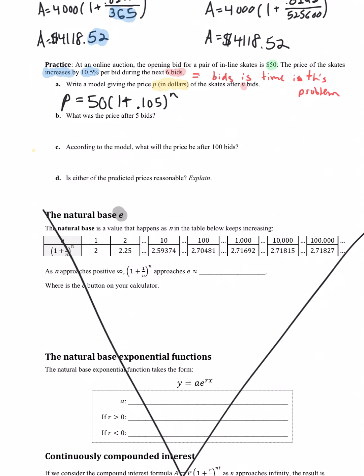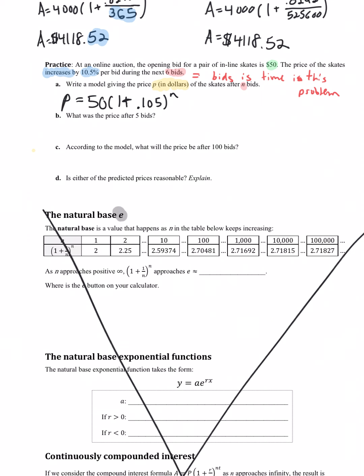It's not a compound interest problem. The compound interest only works if we're talking about time in years. But in this case, we're talking about the number of bids. It's representing our timeline.